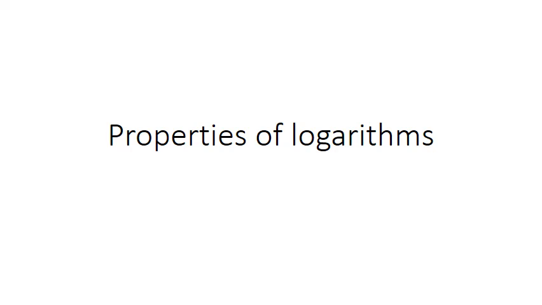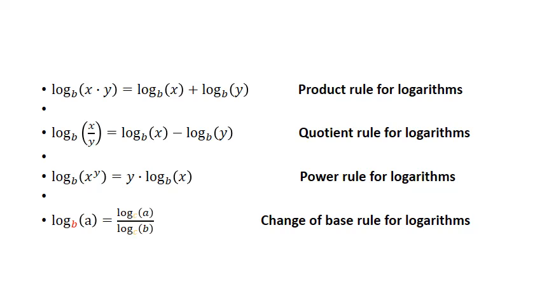Let's take a look at a few properties of logarithms. These are the basic properties that we have for logarithms. The product rule basically says that if we take the argument of a logarithm, we can separate it into two separate logs, but put it as the sum of those logs.